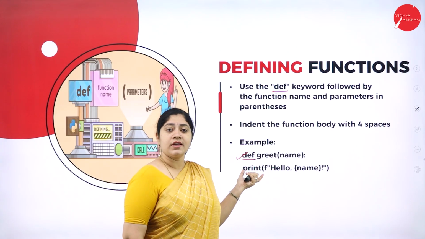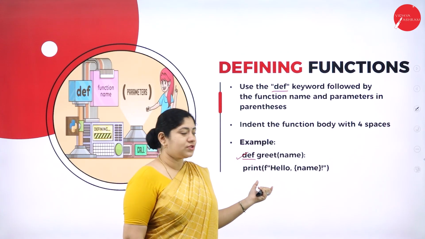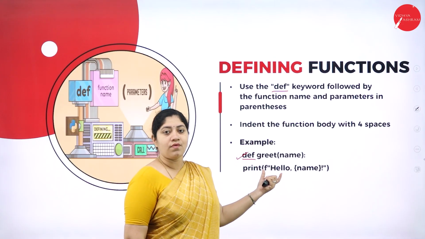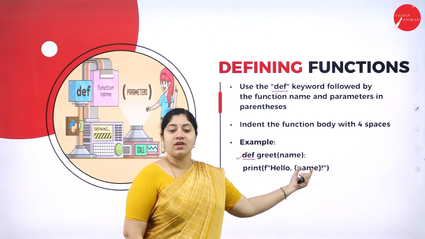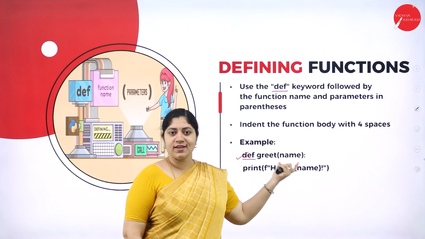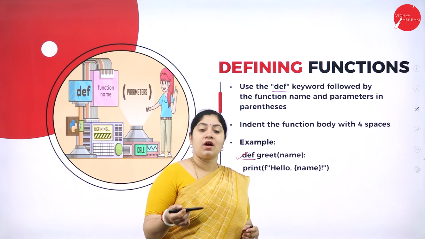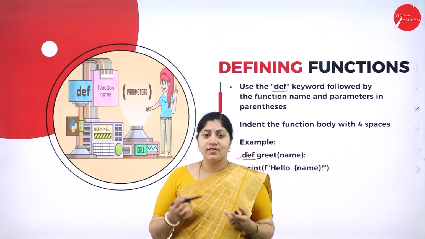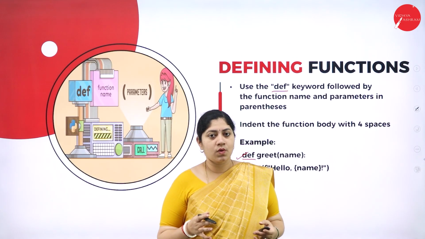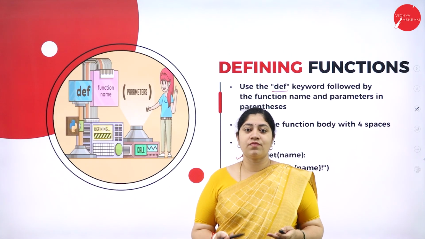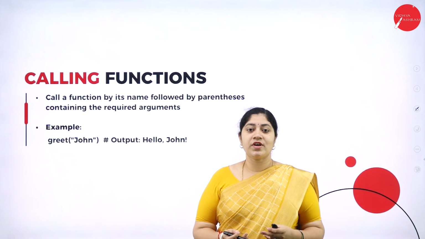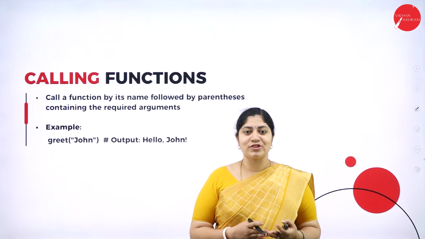Up next, let's see how to print a function. We will be dealing with the keyword print, followed by f of hello, and inside the parentheses we define the parameter. Alright, this is the simple approach we follow when defining a Python function. Then let's head on to understanding how to call a function.